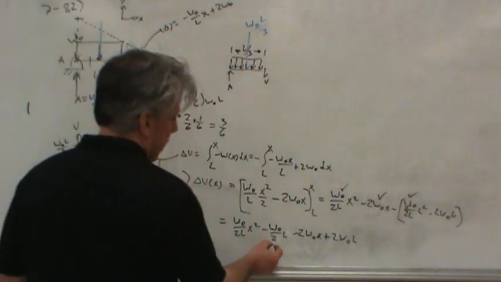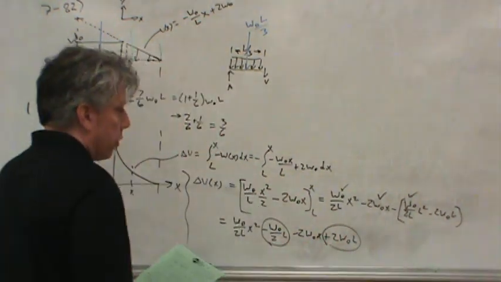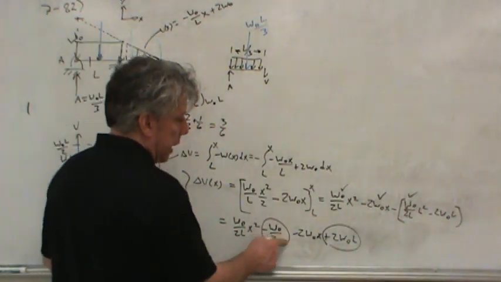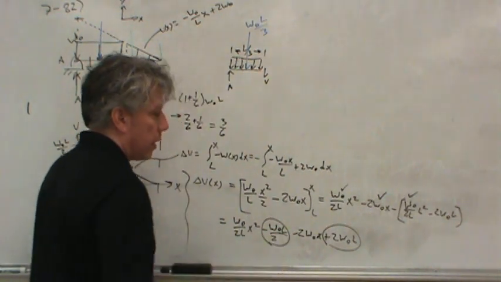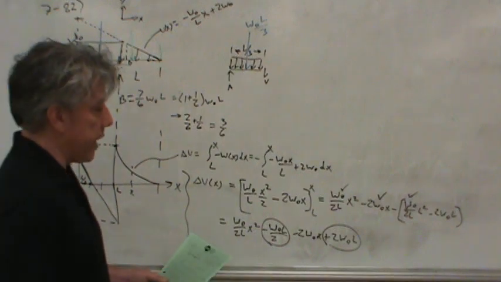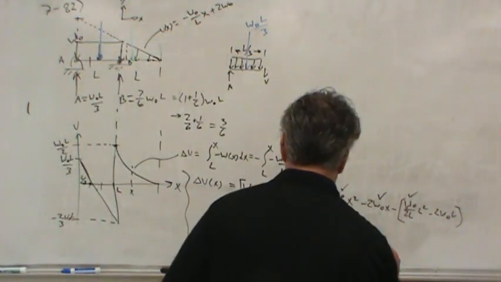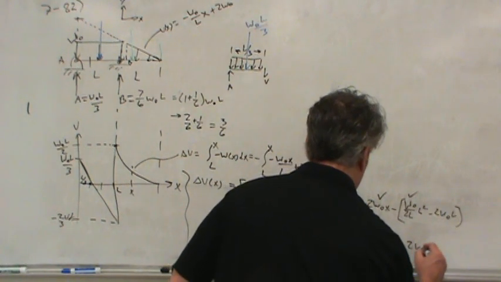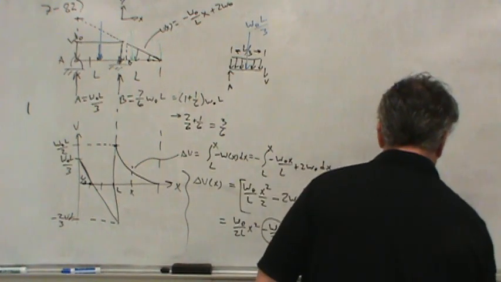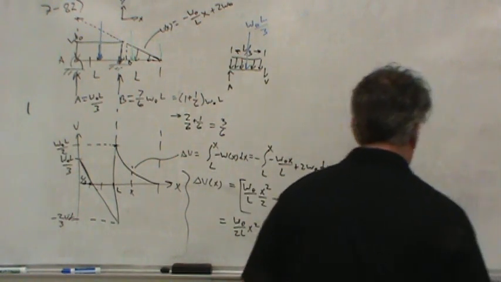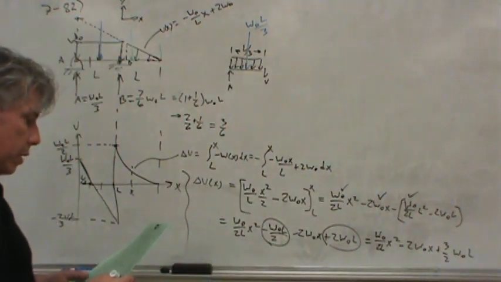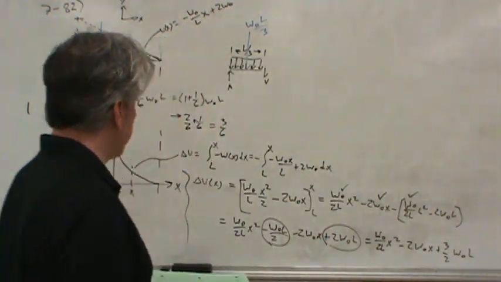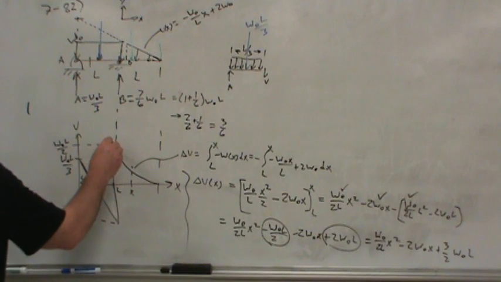So then I can combine these two terms. We basically have 2 minus a half, right? Because both are multiplied by W naught L. And so the result of that is, of course, 3 halves. So I'm running out of board space here. W naught over 2L x squared minus 2W naught x plus 3 halves W naught L gives me an equation for the change in the shear. Be very careful. This is the change in shear as a function of position. Change from what? Change from where it started.